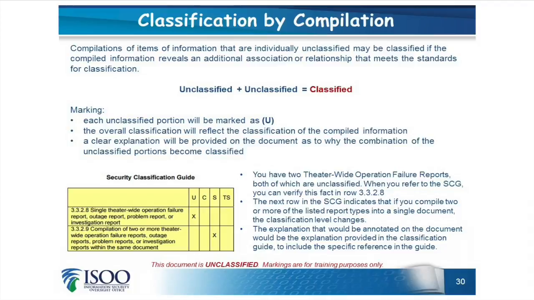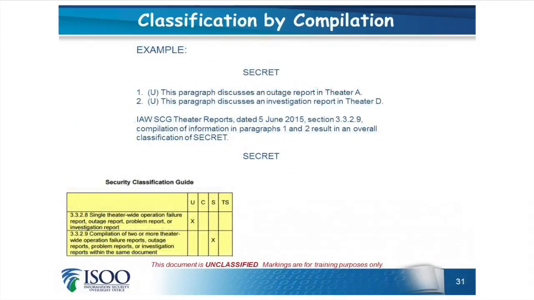When marking documents, each unclassified portion will be marked appropriately with a capital U in parentheses. The overall classification will reflect the classification of the compiled information, and a clear explanation will be provided on the document as to why the compilation of the unclassified information becomes classified. This slide shows an example of how a classification guide would be annotated with compilation information and how you would mark your document based on information from the guide.